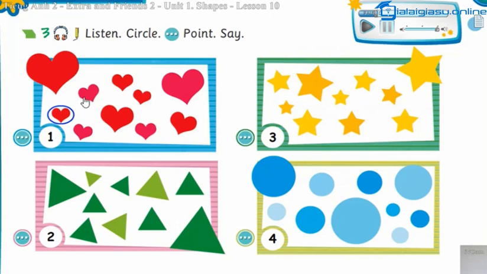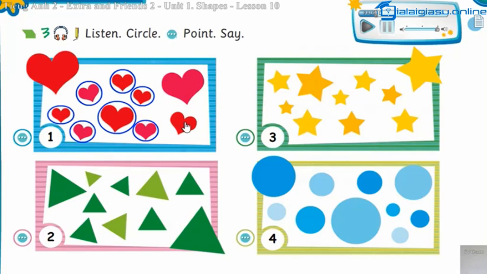One, two, three, four, five, six, seven, and eight. Eight red hearts. Now, we'll listen to number two.